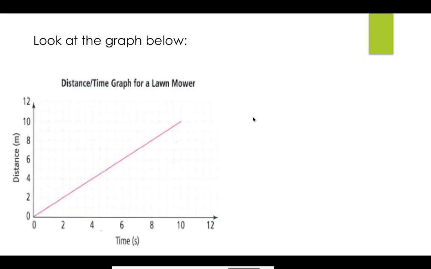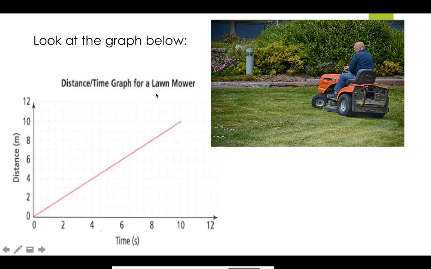So here we go. We have a graph here that I want everyone to look at, and this is a distance time graph for a lawnmower. Now, it's been raining, so hopefully within the next week or so, we're all going to be mowing our grass and having some nice warm weather. And maybe this distance time graph will be you.